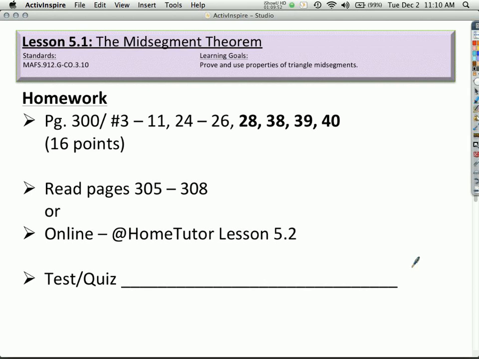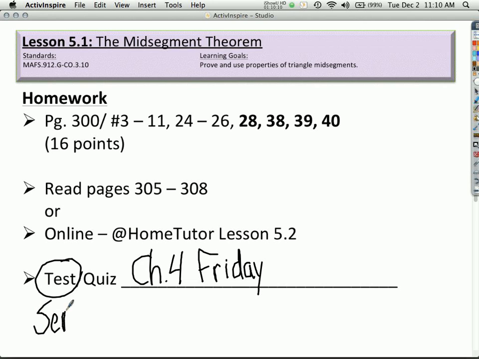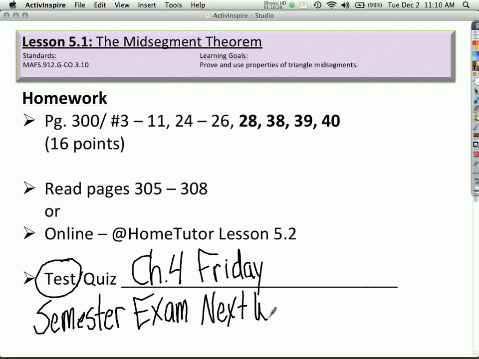Please read the next section or do the at-home tutor online. You have your Chapter 4 test on Friday. And you also have a semester exam. All semester exams are going to be during our long block, which is third block.